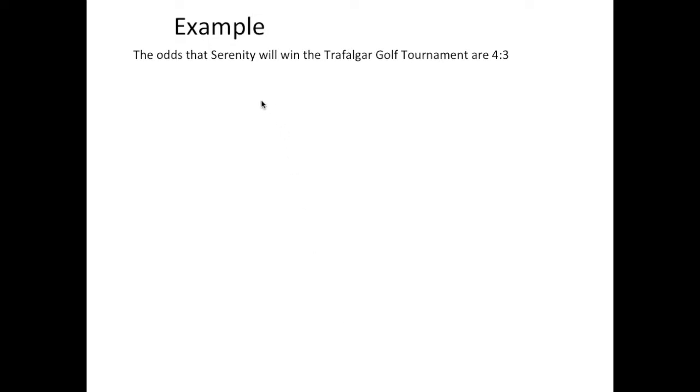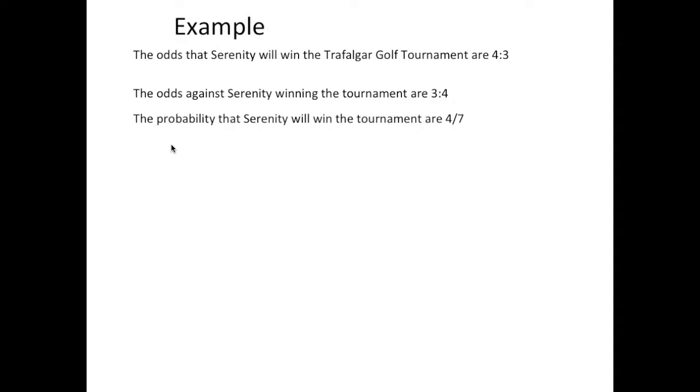An example: the odds that Serenity will win the Trafalgar Golf Tournament are 4 to 3 for her winning. Okay, so that means the odds of her losing would be 3 to 4 against. The probability that Serenity will win the tournament is therefore 4 out of 7. Think about it this way. If there were 4 games that she wins out of 3 games that she loses, that means in total there were 7 games. So you would add these two together to get the total number of outcomes. The probability of her winning would be 4 out of 7, where the odds of her winning would be 4 to 3. The probability that Serenity will not win would be 3 out of 7.